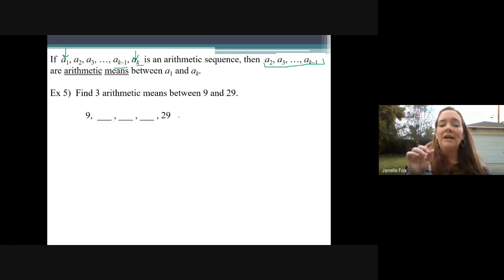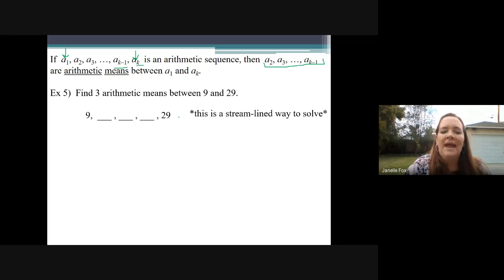Now, you could actually do this question the exact same way that we did the previous example, number 4. But I would like to streamline that for us, to make it a little bit easier to do. The way the streamlined formula works is that you take the 29, the last term, and then you subtract the first term. So our common difference is going to be the last term minus the first term. For us, it's 29 minus 9.